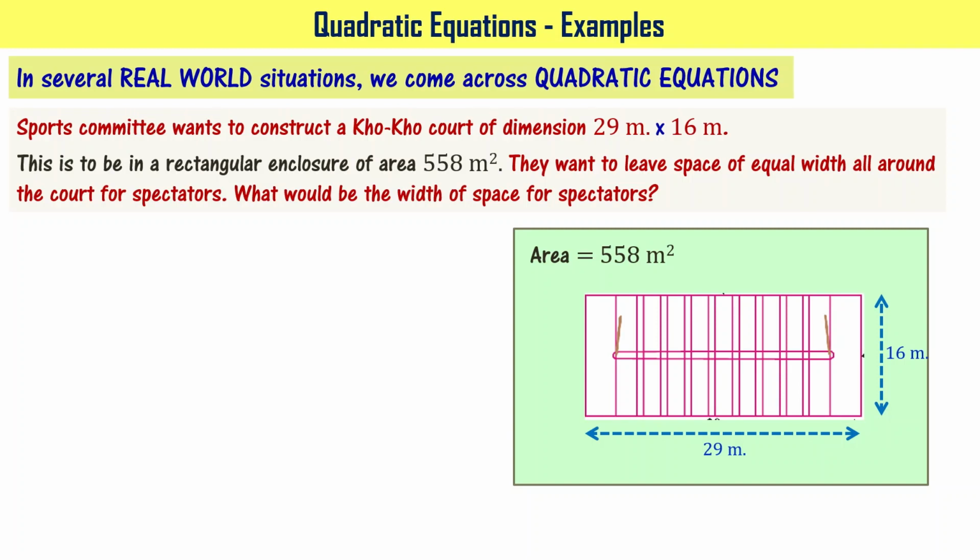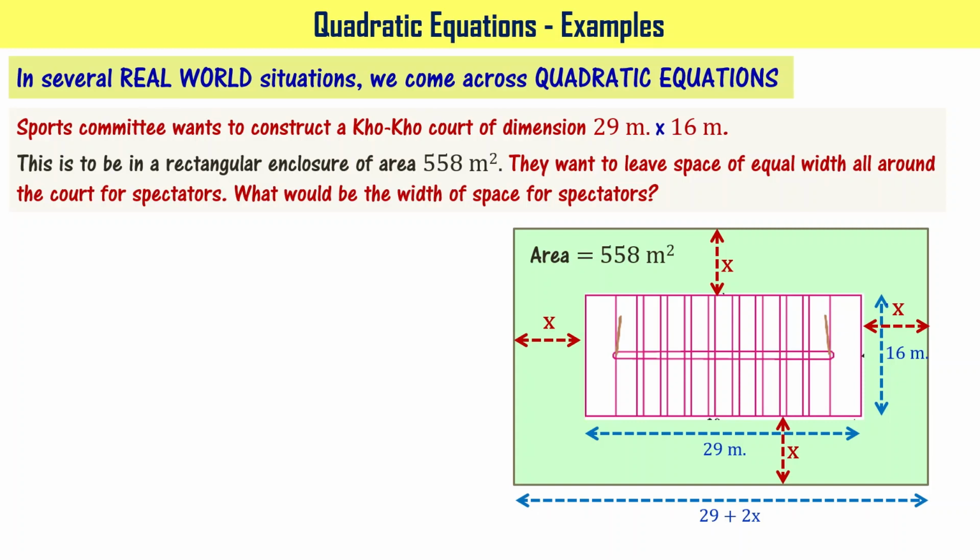Another requirement is they want to leave space of equal width all around the court for spectators. It means they want to keep a certain space equally spread around the kho-kho court. Now the question is, what would be the width of the space for spectators? It means we have to know the value of x shown here.